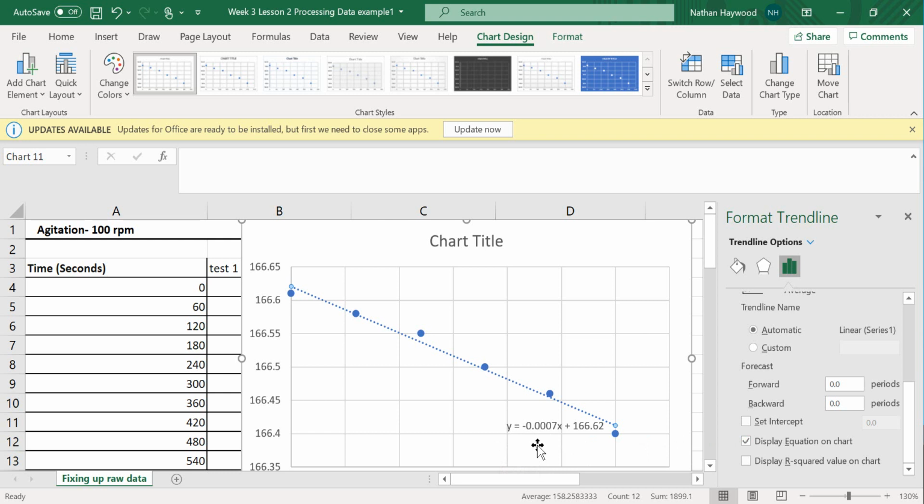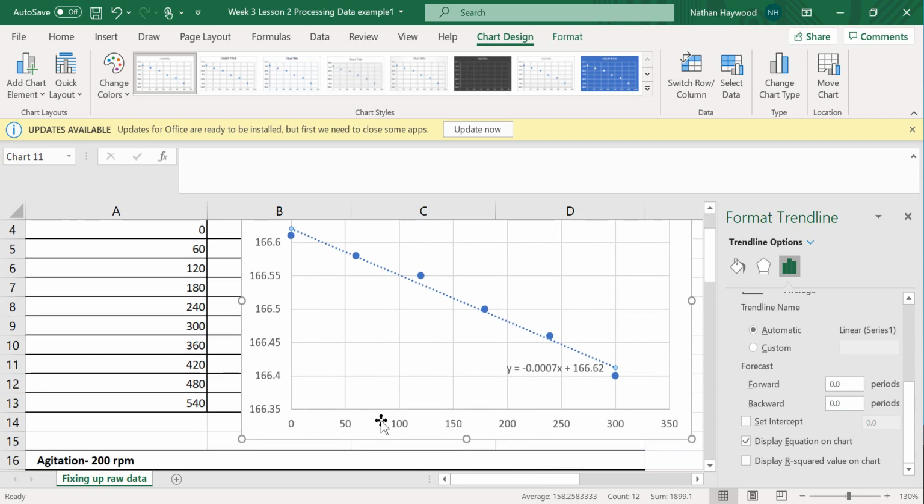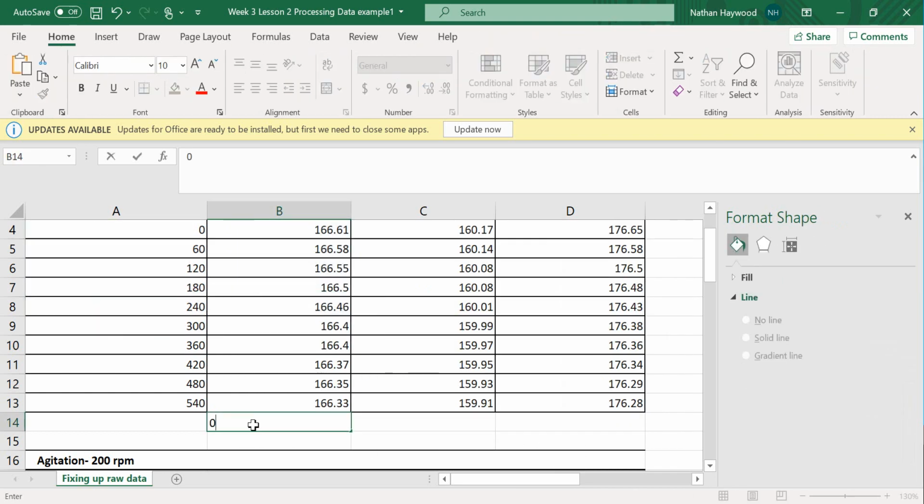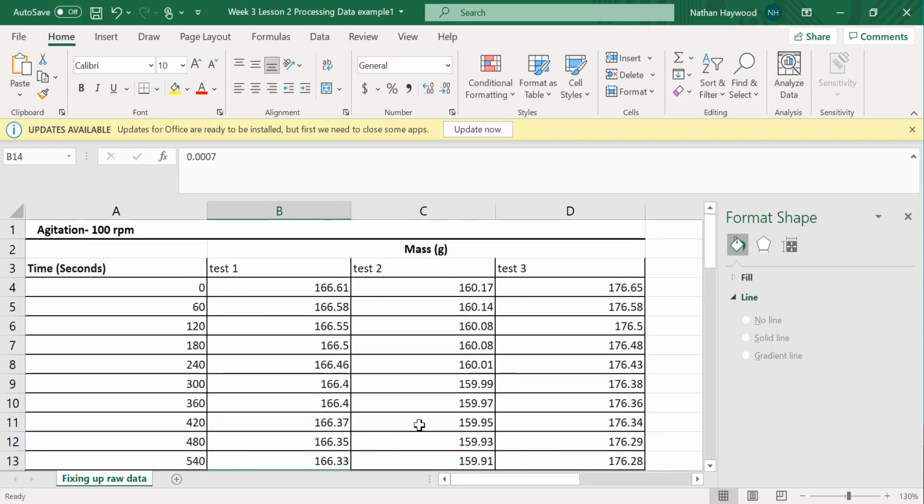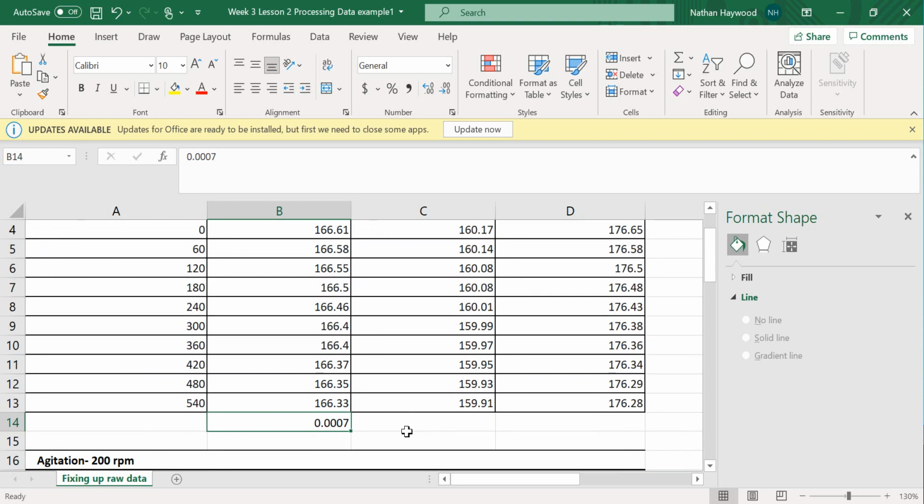So this has given us an equation. Y is the change in mass equal to that number times by the time, which is x, plus a constant. That's the starting mass, is a constant. We don't need that. All we need is that number there, which is called the gradient, which is 0.0007. So we type that down, 0.0007. And that is the rate of reaction. That is the grams lost per second.